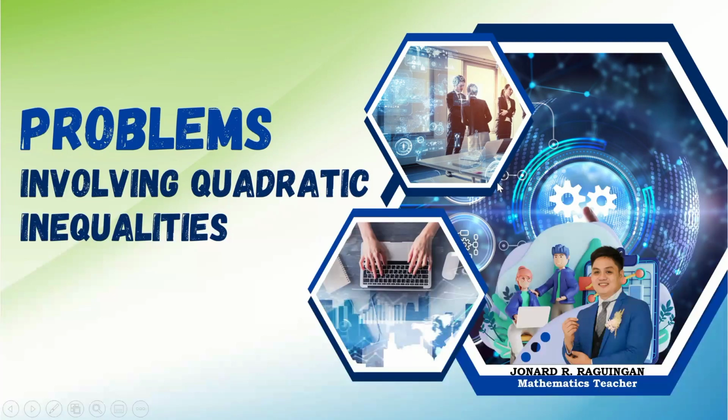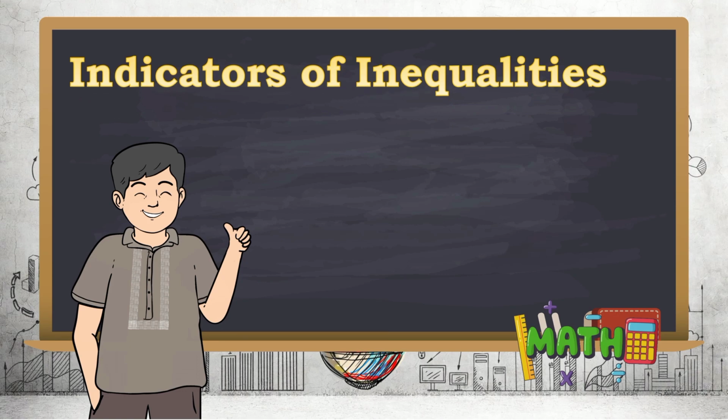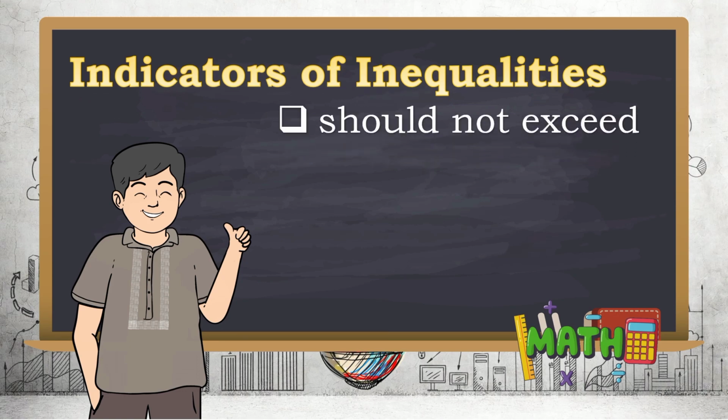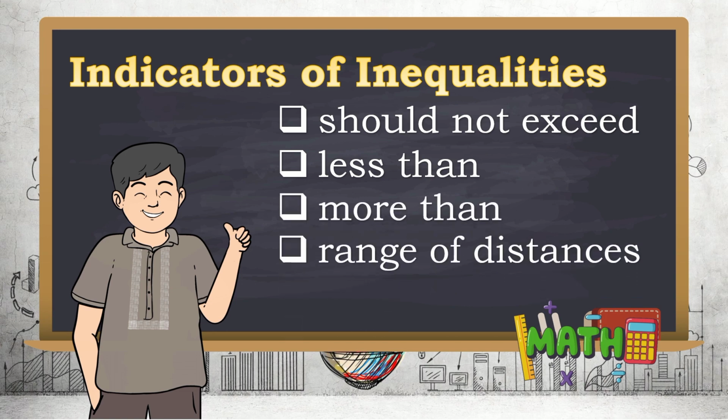Problems involving quadratic inequalities. Indicators of inequalities: should not exceed, less than, more than, range of distances, range of cost.